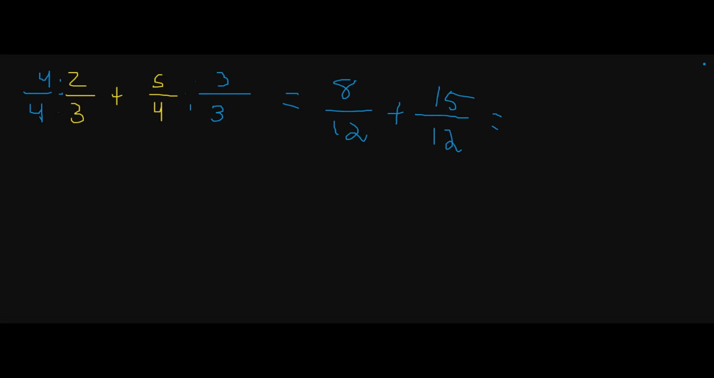Okay, now we can add it across. 8 plus 15 is 23, divided by 12. So here's an example problem where we have to have like terms in order for us to continue and actually add the numerator expression. Here we don't have like terms, so we had to multiply the opposites, right?